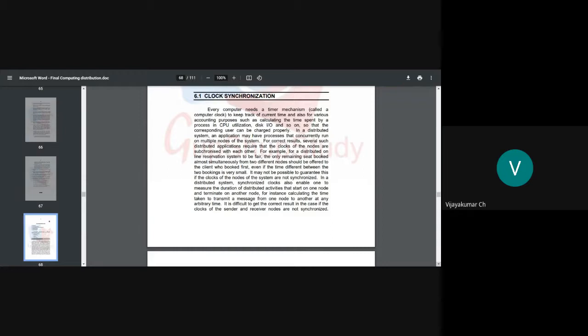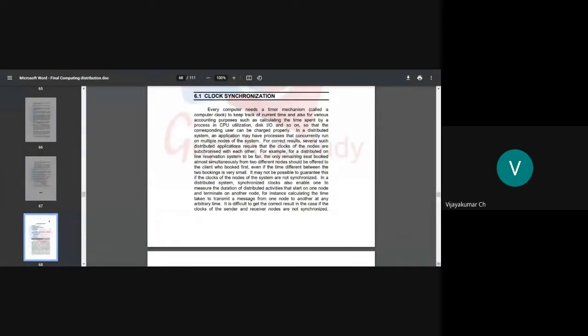So it may not be possible to guarantee this if the clocks of the nodes of the system are not synchronized. So they have to be synchronized. The clocks of the system should be synchronized, and they have to be maintained concurrently.